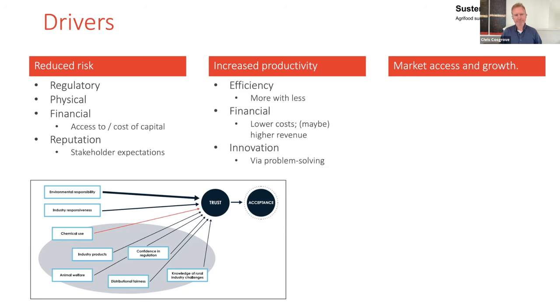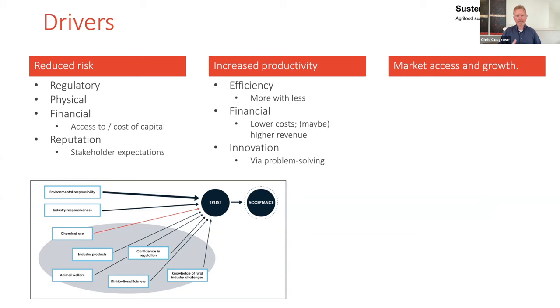Productivity is a second source of value and a reason why all organizations are doing this. Efficiency is the obvious one. You do more with less through doing sustainability well. You use less energy, use less water, apply less inputs to create the same amount of output.